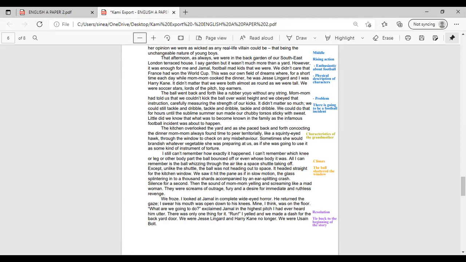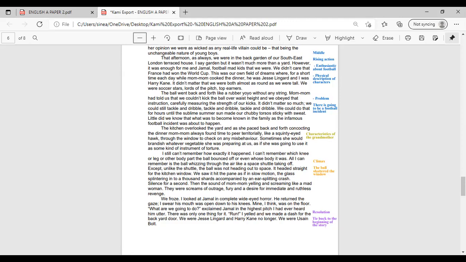Sometimes she would banish whatever vegetable she was preparing at us, as if she was going to use it as some kind of instrument of torture. I still can't remember how exactly it happened. I can't remember which knee or leg or other body part the ball bounced off or even whose body it was. All I can remember is the ball whizzing through the air like a space shuttle taking off. Except unlike the shuttle, the ball was not heading out to space. It headed straight for the kitchen window.